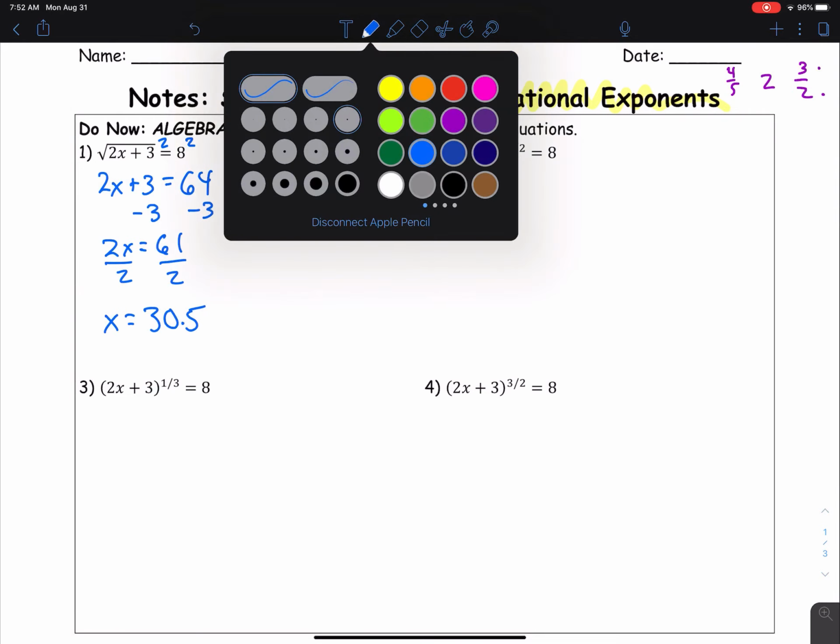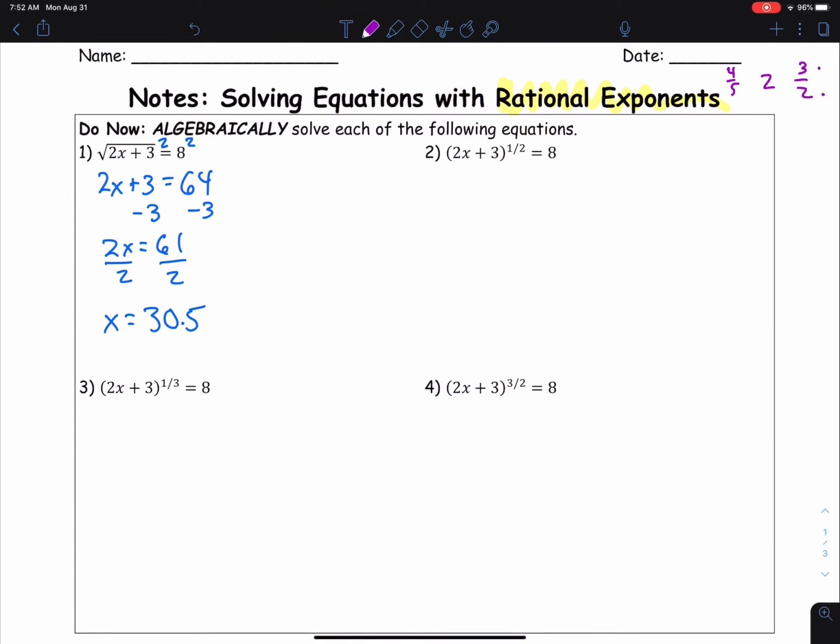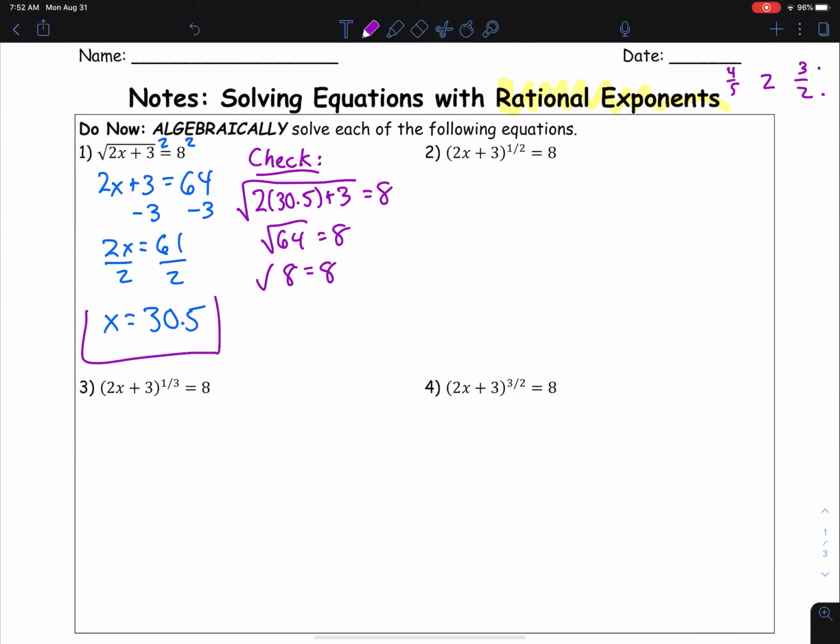Don't circle that yet because we have to check it. We always need to check radical equations because it could be an extraneous solution. So we're going to check over here. And I'm just going to plug in my value of x, which is 30.5, in for x in our original equation. Has to be the original equation. Can't be any other equation. Okay, so we then get the square root of 64 equals 8, and the square root of 64 is 8, so that checks out. That is an answer.